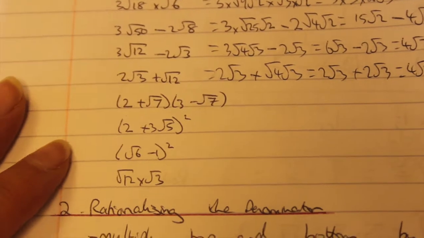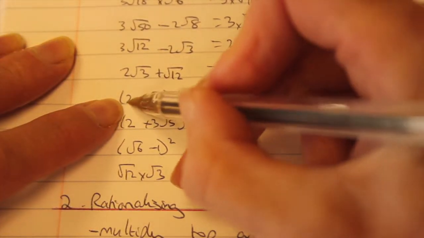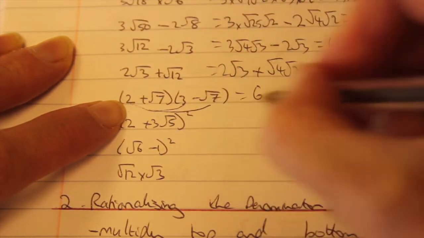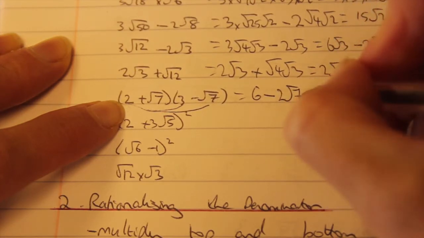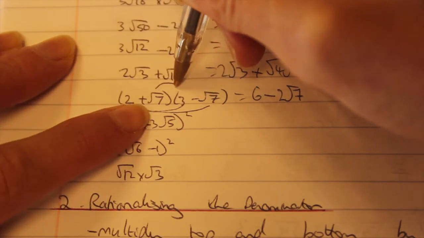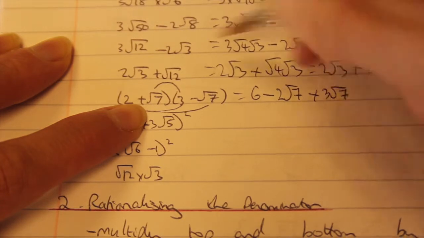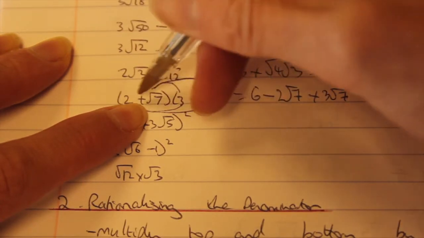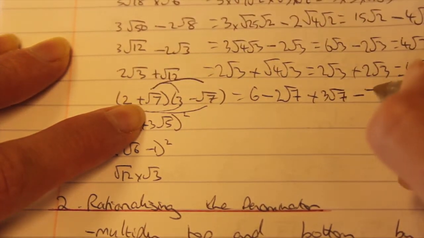Now, multiplying. This is just you're multiplying at your brackets. So take your first term and multiply through. 2 times 3 is 6. 2 times minus root 7 is minus 2 root 7. Then take the second term and multiply through. Positive root 7 times 3 is positive 3 root 7. And the last two. Positive root 7 times negative. A positive and a negative gives you a negative. Root 7 times root 7 gives you an ordinary 7.